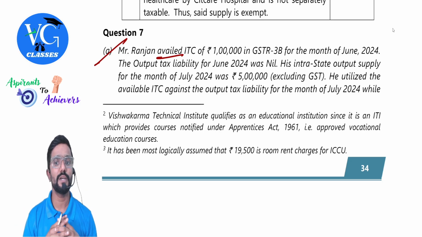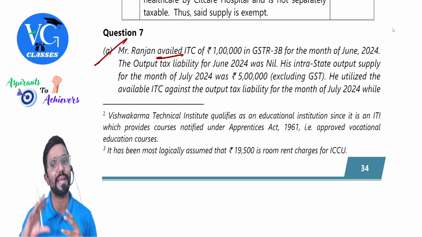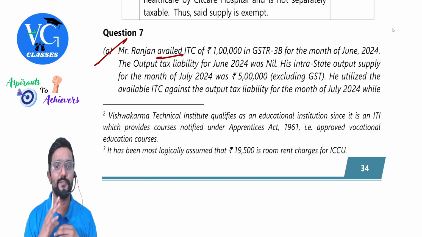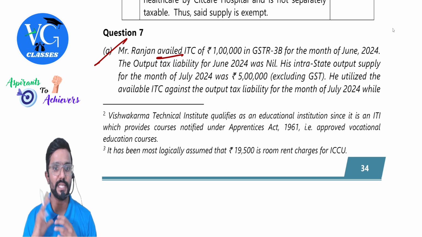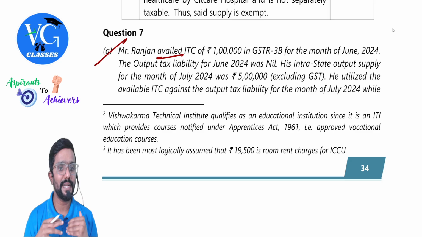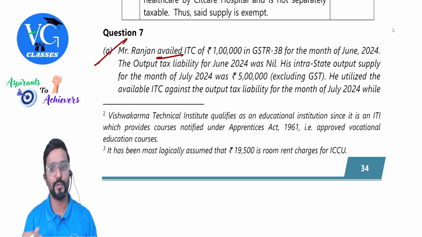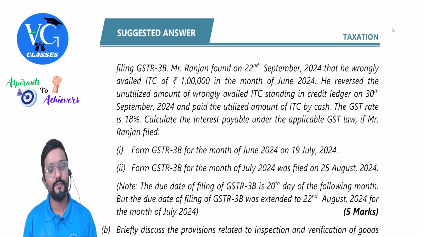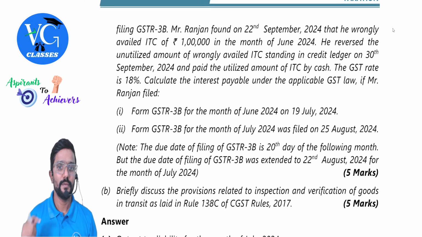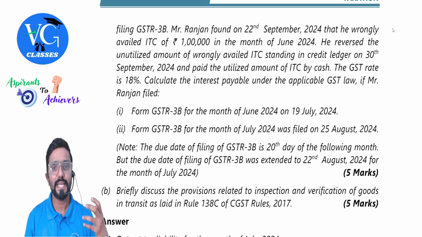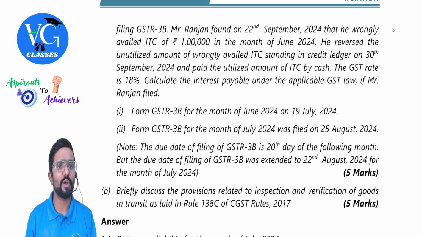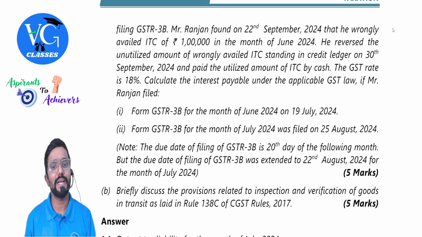His intrastate output supply for the month of July, that is next month, was 5 lakh, excluding GST. He utilized the available ITC against output tax liability for the month of July while filing GSTR 3B. Mr. Ranjan found on 22nd September 2024 that he wrongly availed ITC of 1 lakh in the month of June. He reversed the unutilized amount of wrongly availed ITC standing in the credit ledger on 30th September 2024.